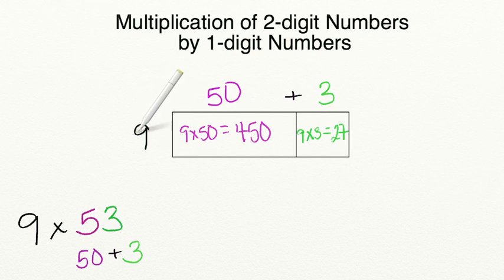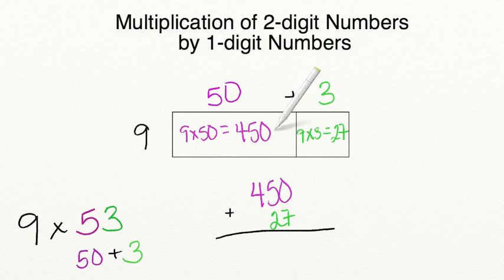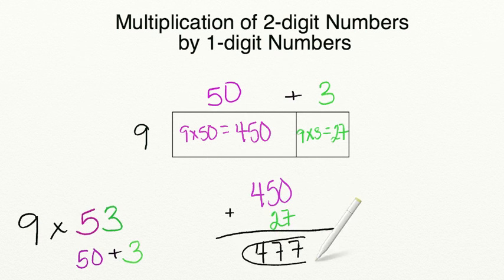So now that we've multiplied 9 by our tens place and by our ones place, we have to add our numbers back together again. So we're going to be adding 450 plus 27. And that's using our area model to tell us what multiplying our tens place and our ones place will be equal to. So 7 plus 0 equals 7, 5 plus 2 equals 7, 4 plus 0 equals 4. So 9 times 53 equals 477. And again, we multiplied this by multiplying our 9 by our tens place and then our ones place and adding those two products together.